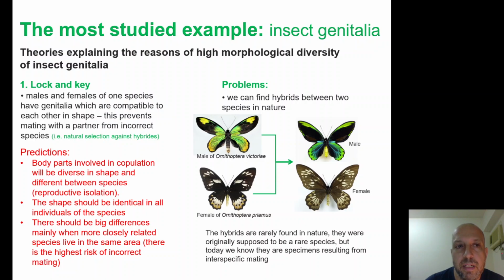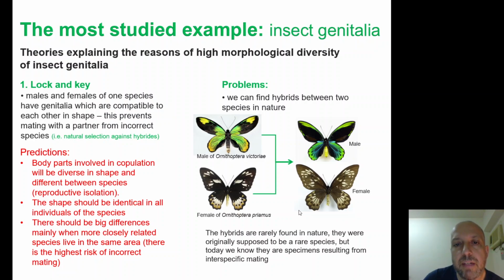Normally the lock and key should prevent incorrect mating, the mating of species A with species B. But actually we can rarely find cases when it happens. For example, this super nice butterfly is one of the largest butterflies existing, living somewhere around New Guinea. It's called the birdwing butterfly. This very nice male and female were described somewhere in the beginning of the 20th century as a special, super rare species.